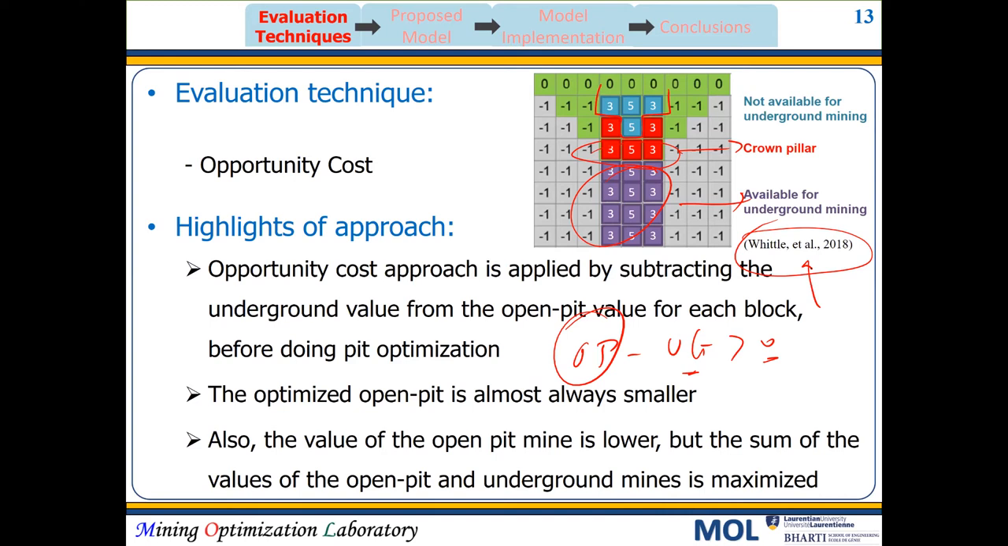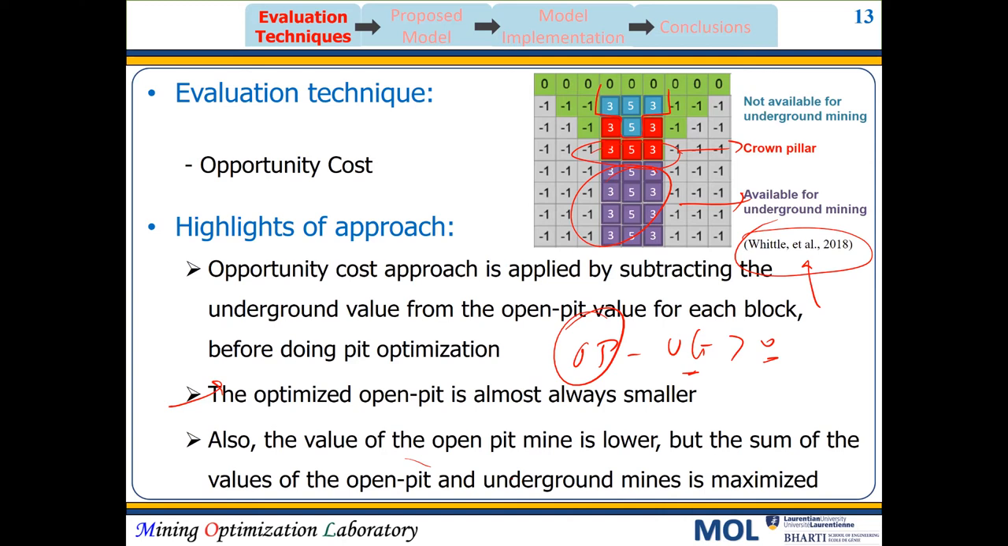Now, the optimized pit value is always smaller. So the pit value you generate using this approach is always smaller than what you would have generated with your normal pit optimization approach. However, the sum of the value of the open pit and the underground mine becomes maximized. So if you combine the value from both the open pit operation and the underground operation, you end up with a much better value from this opportunity cost approach. So those are the various previous techniques that have been put out there for open pit underground optimization studies.